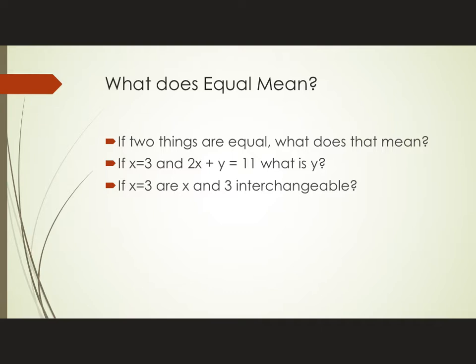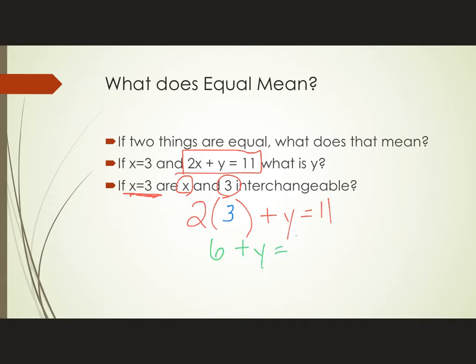Well, if x equals 3, are x and 3 interchangeable? Remember that equals means it is the same as. That means that if we know x equals 3, we can put that into this problem and find the value of y. So I can write this as 2 times x, plus y equals 11. Instead of x, I'm going to make that 3. So I have 2 times 3 is 6, plus y equals 11.